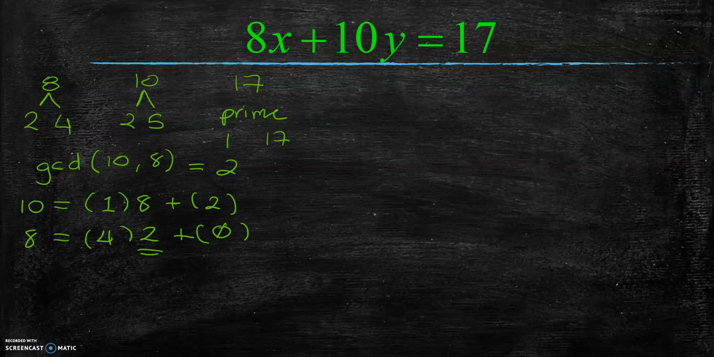Now we go to Bezout's identity, which says that if 2 divides 17, then we have solutions. However, since 17 is prime, then 2 cannot divide 17, and therefore we have no solutions. So we can say that 8x plus 10y equals 17, the linear Diophantine equation, has no integer solutions.